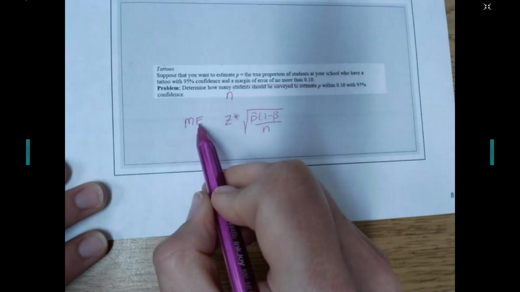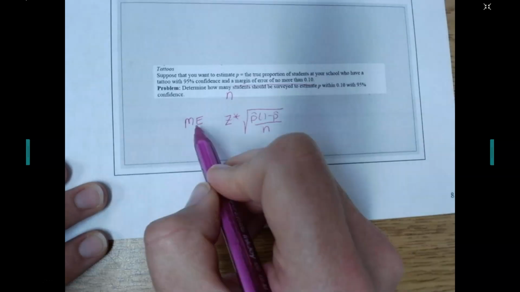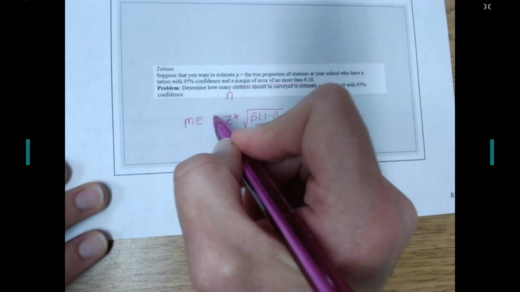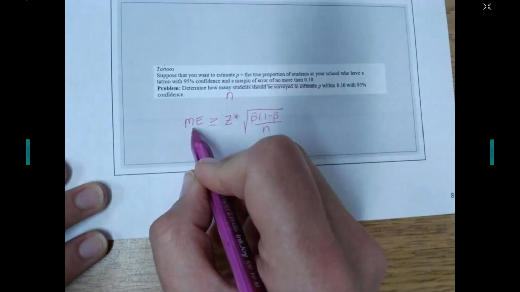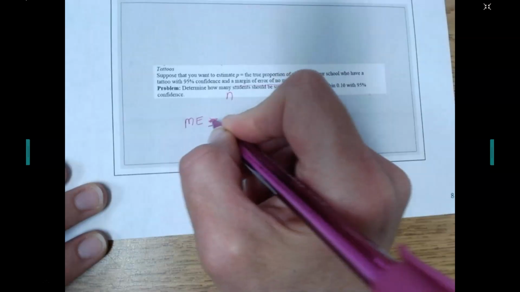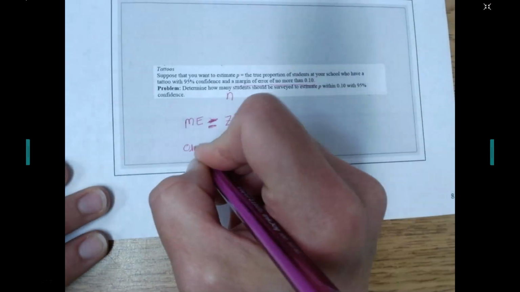Now, I want the margin of error to be no more than this, right? I want this to be this much or less. Okay? So when I calculate this, I want the margin of error to be that much or less. And you can just do an equal sign for right now and think about that at the end. All right, so they told us the margin of error is no more than 0.1.